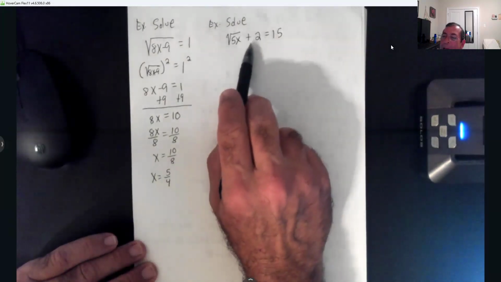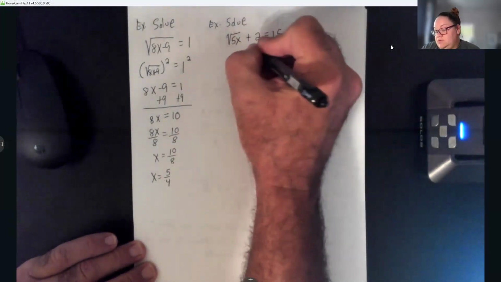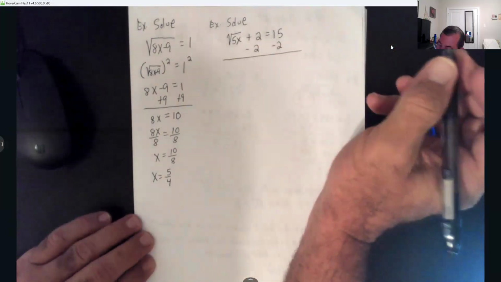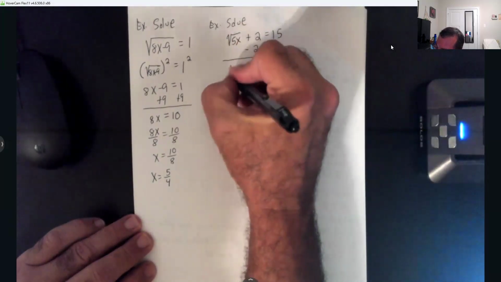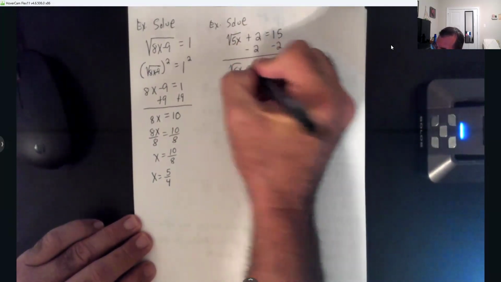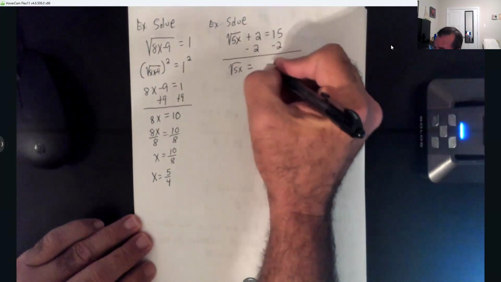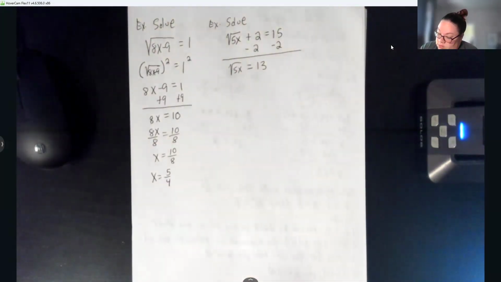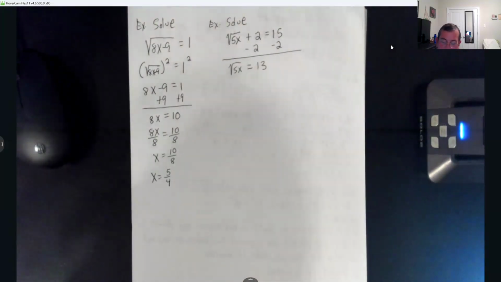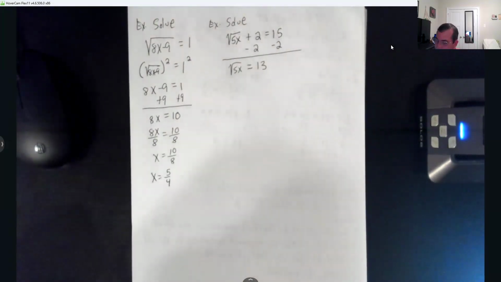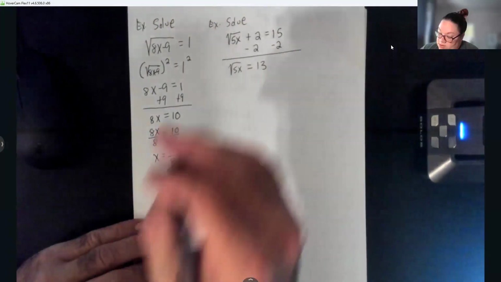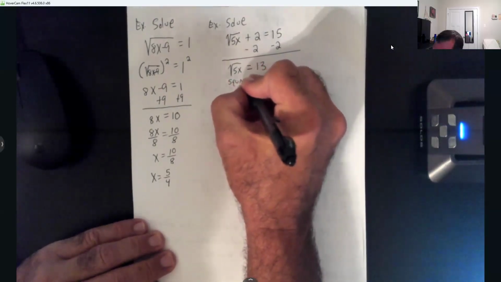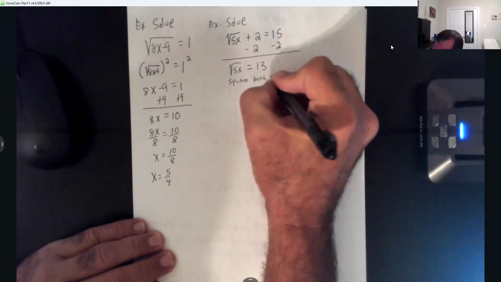You said add 2, but we subtract 2. Right. There you go. So look what's happening. That brings down that square root of 5x. And let's see, 15 minus 2 is 13. So the radical's by itself. So what do you think I'm going to do next?